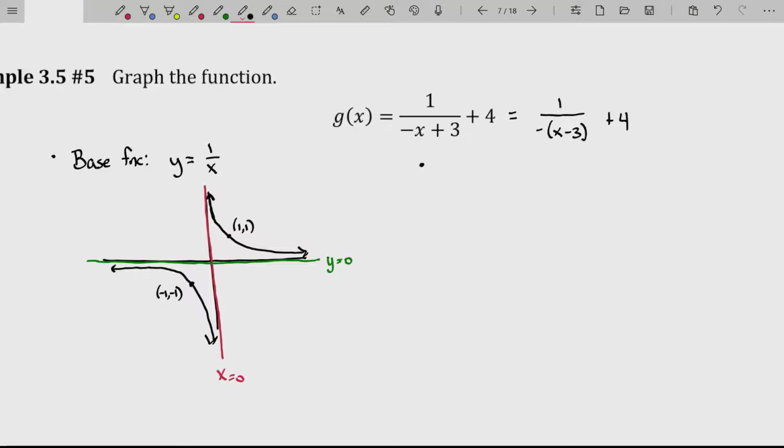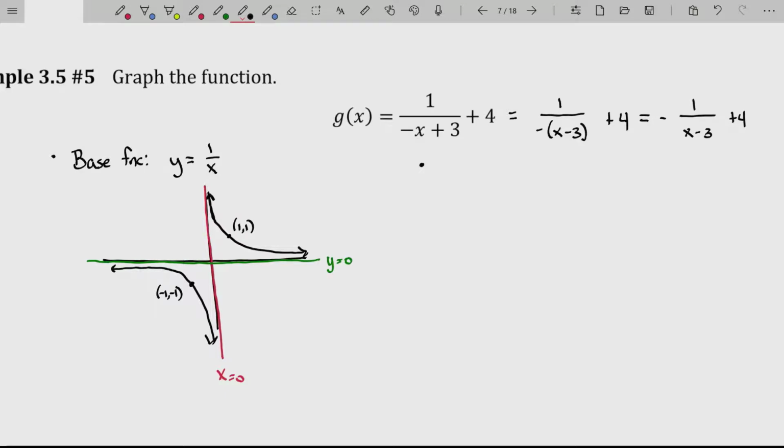And we'll talk about that in the next video. But for right now, I'm just going to hand wave it a little bit. And I'm going to say that this is the same thing as -1 over x minus 3 and then plus 4.